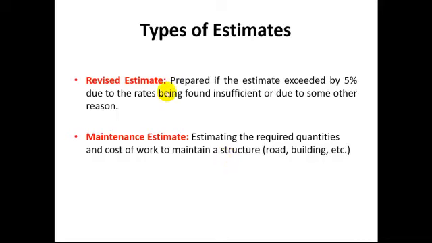Then we switch towards the revised estimate. If the cost of the project is exceeded by 5% by any means, by fluctuations in the market or by some other unforeseen circumstances, so if the cost is increased by 5% of the total sanctioned cost, then the project will be revised, and a revised estimate will be submitted for taking the revised estimate approval.